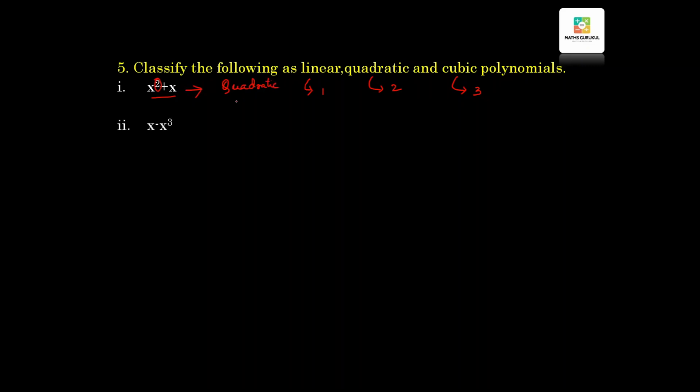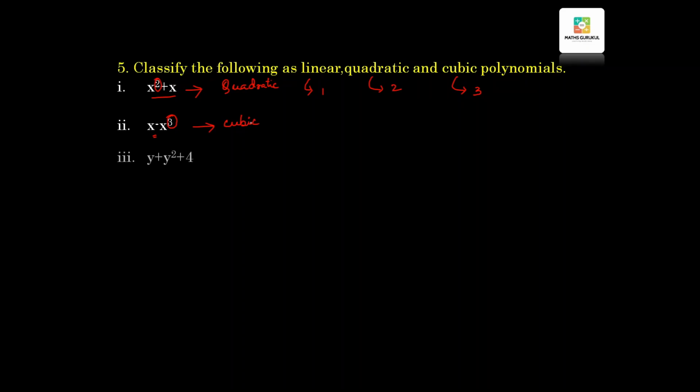In the second one, we see that here also there is only one variable involved, that is x. And what is the highest value of x here? The highest value of x here is 3. So we can call this a cubic polynomial. Okay, this is a cubic polynomial.